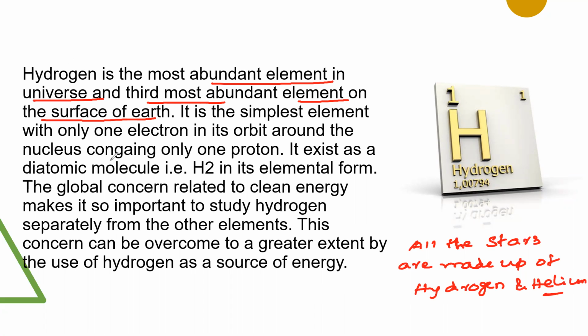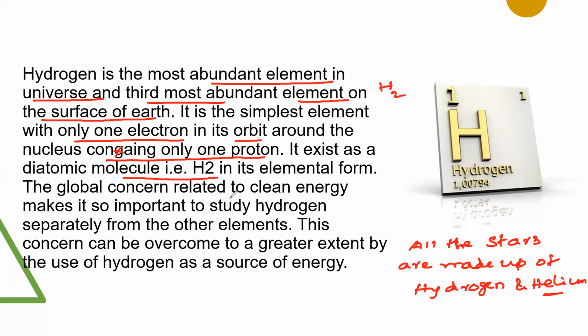It's the simplest element with only one electron in its orbit around the nucleus containing only one proton. So hydrogen consists of one electron and one proton. It exists as a diatomic molecule, that is H2. Hydrogen exists as a diatomic molecule in its elemental form. A hydrogen atom does not exist, only the hydrogen molecule exists in nature.